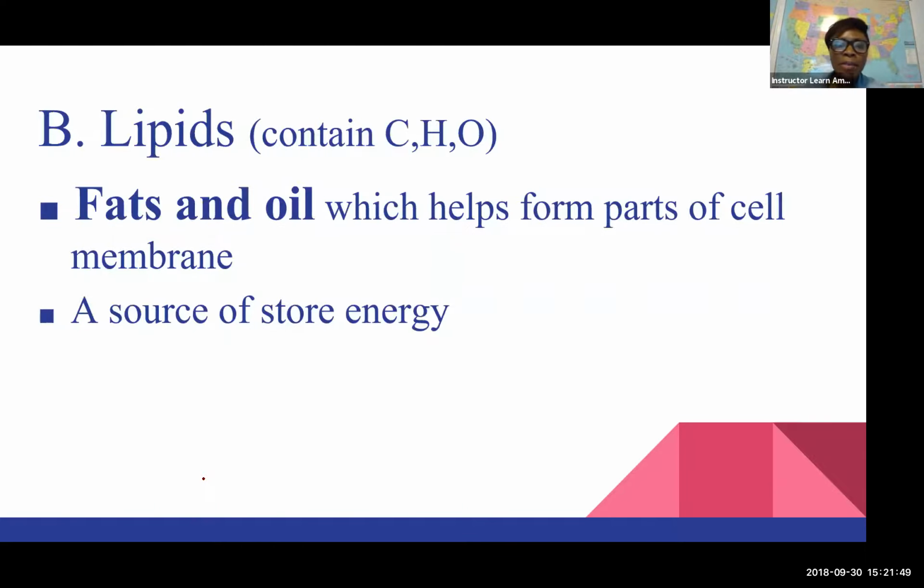Let's move on now to our lipids. Lipids are referred to as our fats and oils. Fats and oils contain carbon and hydrogen together, so they are organic compounds. And fats and oils also serve as a source of energy for us.